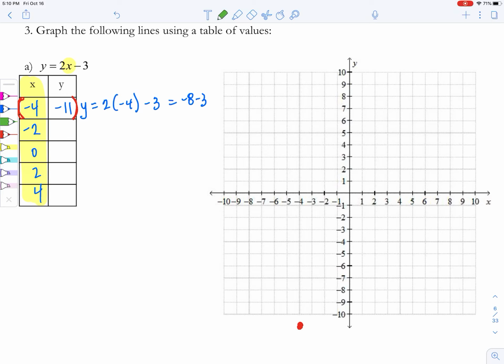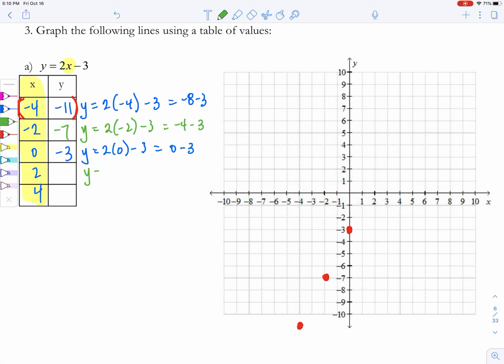For the second one, y equals 2 times minus 2 minus 3. So minus 4 minus 3 gives us minus 7. And if I graph this, when I go to minus 2 on the x-axis and then down to minus 7, so that's going to be my point. For when it's 0, y equals 2 times 0 minus 3, we get 0 minus 3, which is just minus 3. And the coordinate 0 means I don't move left or right, but I do go down to minus 3.